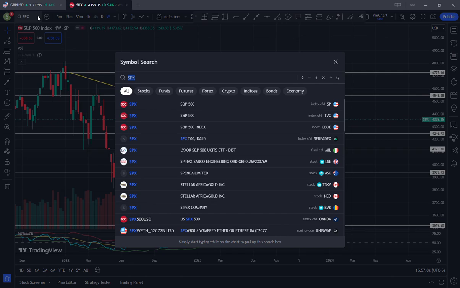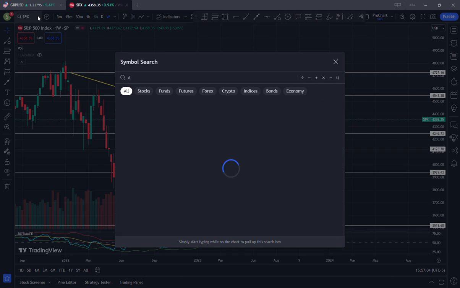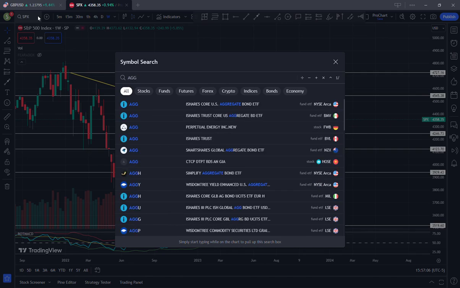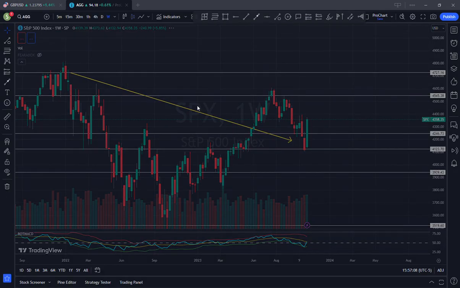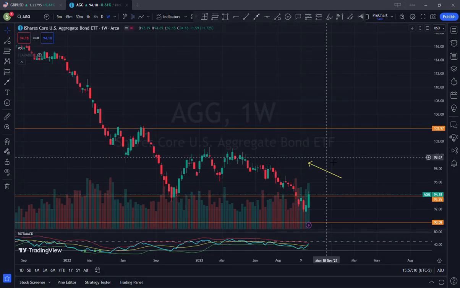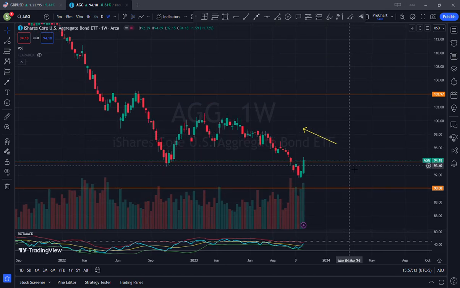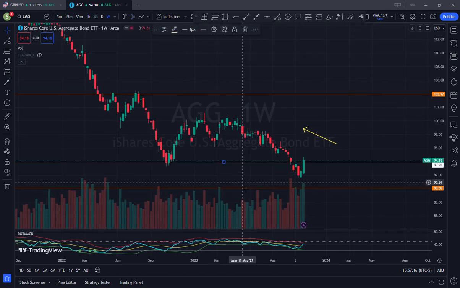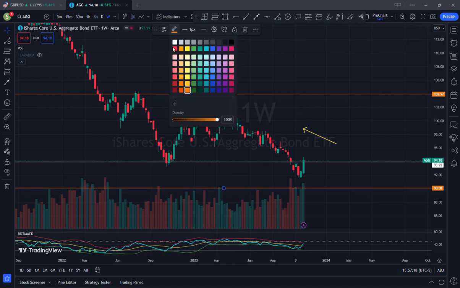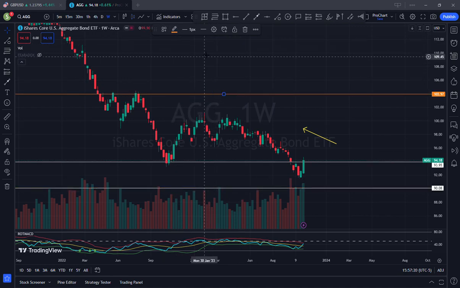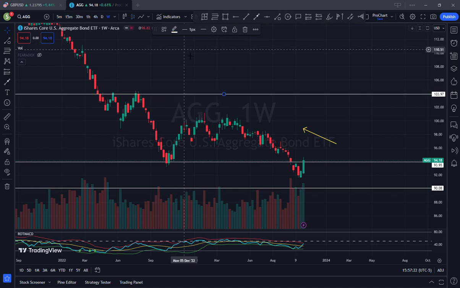Our next one's going to be the egg. So this is going to be the bond market. So if you're looking at bonds, guess what? Let's make sure we can see these lines as well. We'll change the color. And remember, everything we're looking at right now is in the weekly time frame.